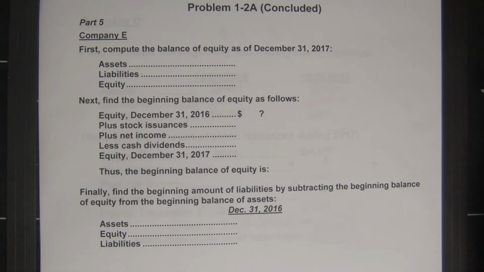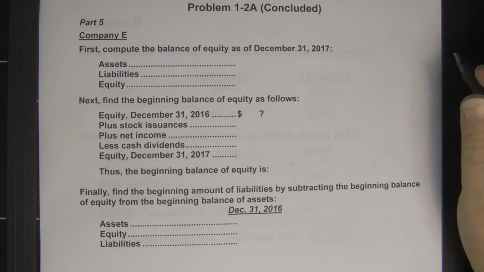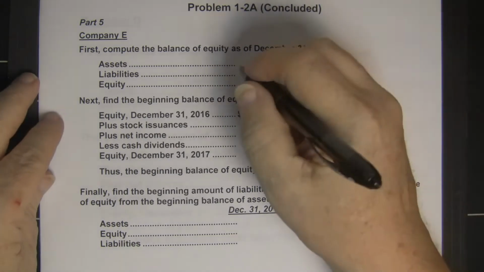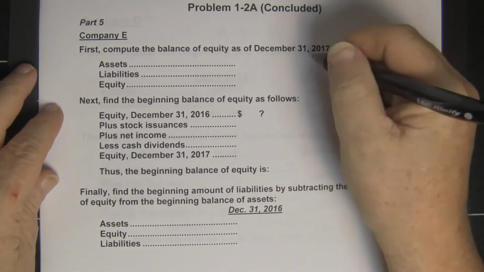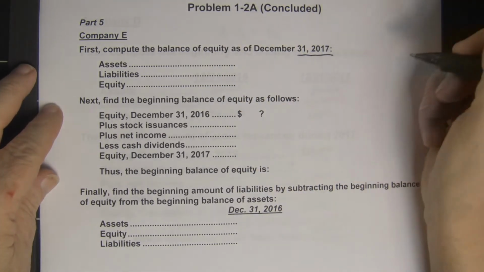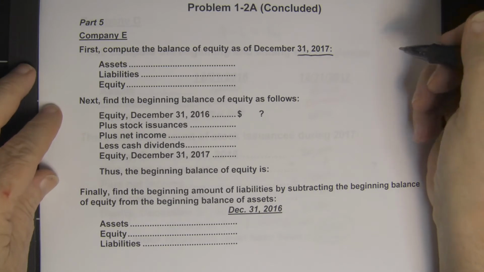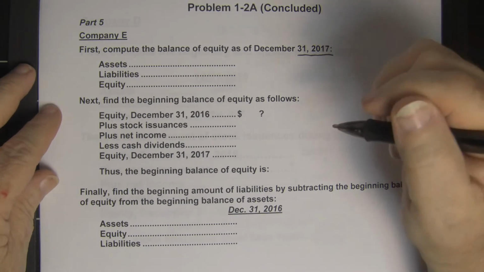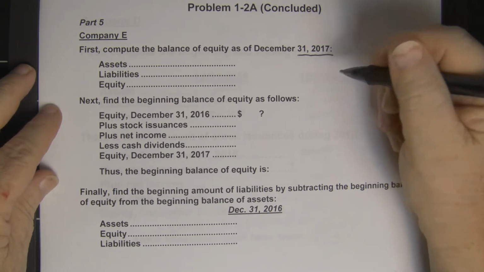Like a kid waiting for Christmas, we have finally come to the end of problem 1-2A, Company E, part 5. And as always, let's pick the easy apples. Let's see what numbers they give us, and then we'll see what we have to do. Well, they give us the assets of $113,000 as of the end of 2017. This part of the problem is asking us to work backwards, so we have to be careful of the dates.